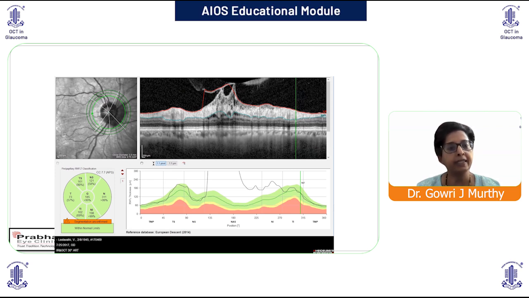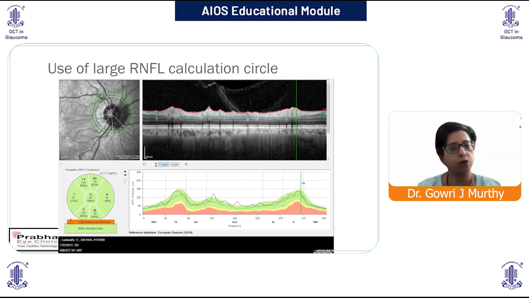In such scans, instead of taking the innermost circle, one can take the outermost circle where the traction is not present, and this scan will be more useful for diagnosis and follow-up when compared to the previous one.